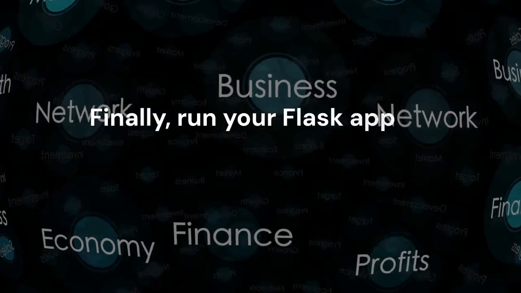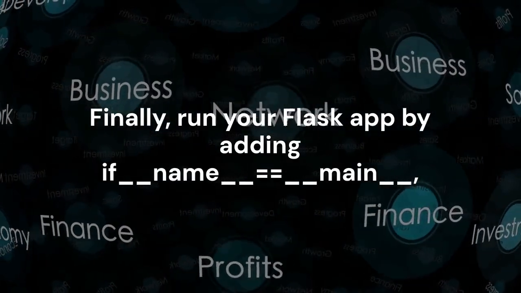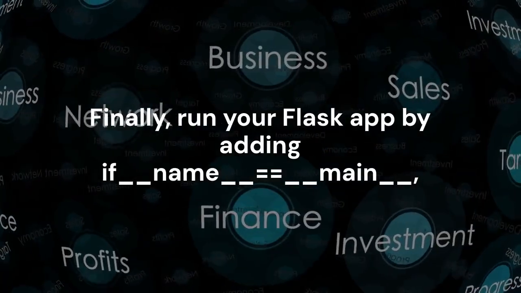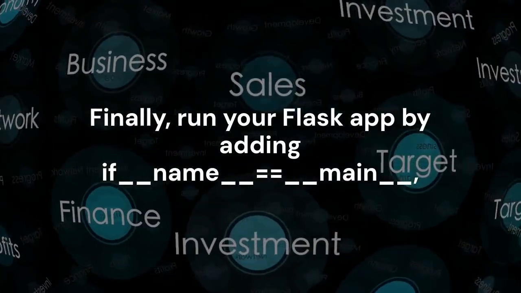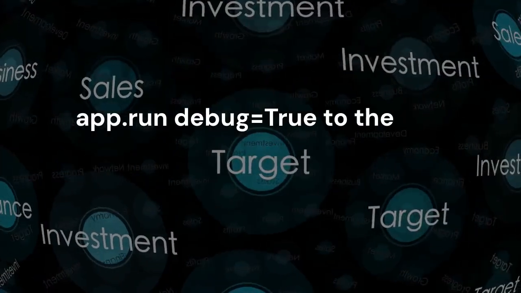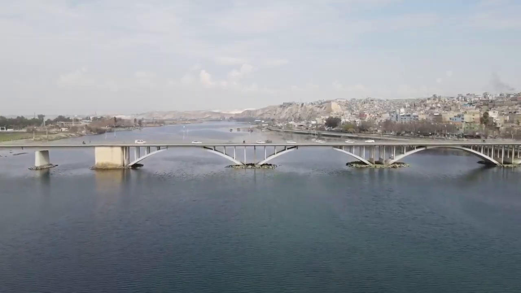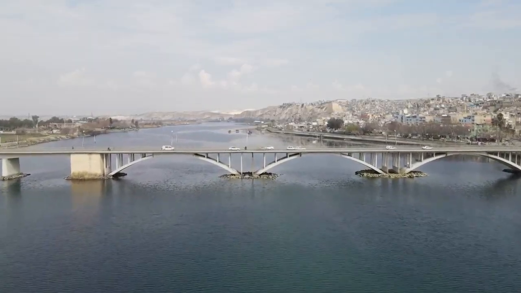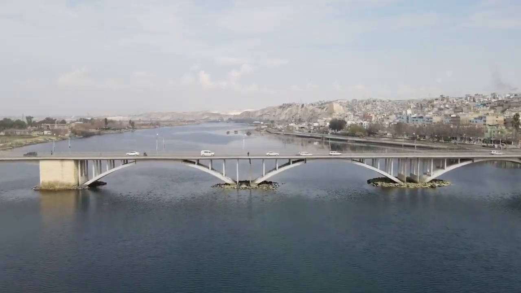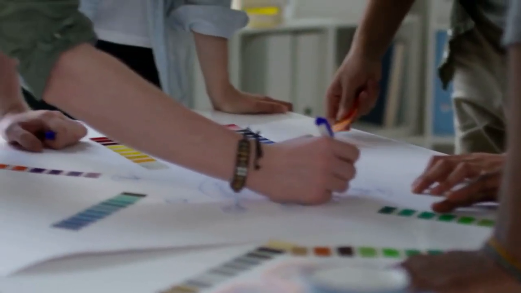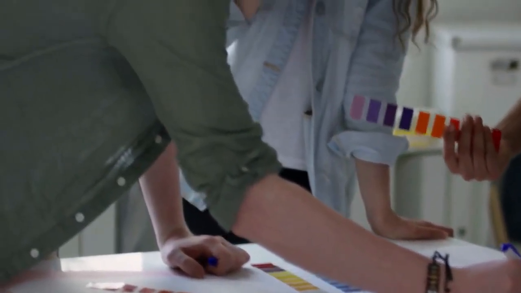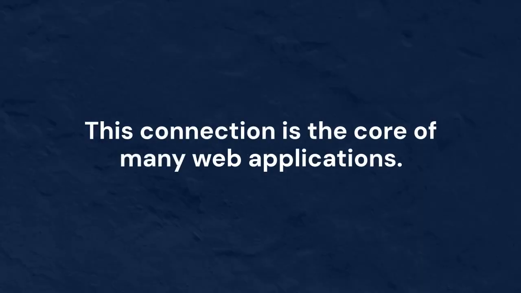Finally, run your Flask app by adding if __name__ == '__main__': app.run(debug=True) to the end of your app.py file. Open your browser and go to the URL you defined in your route. You should see your HTML page. Experiment with passing data back and forth between Python and HTML. This connection is the core of many web applications.